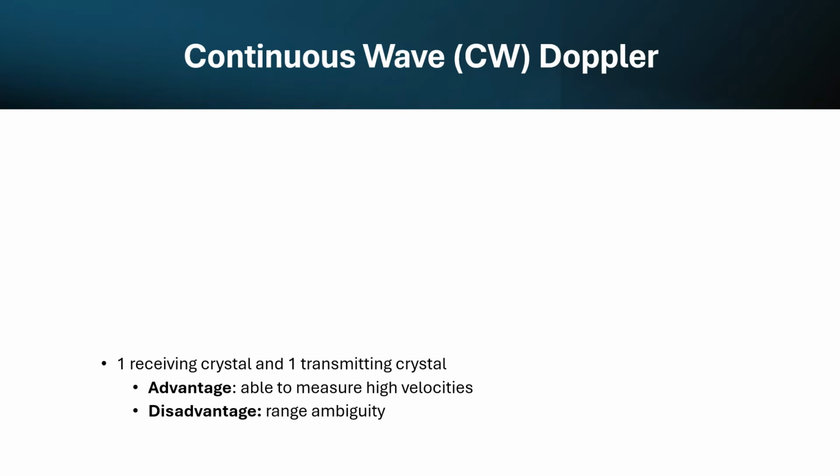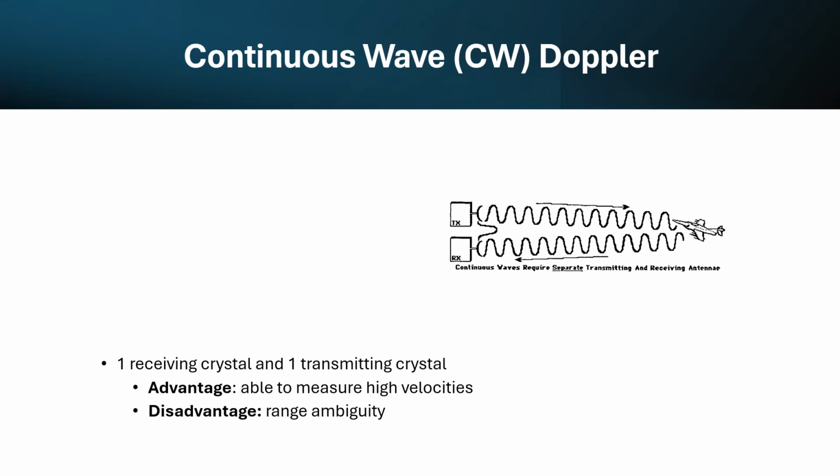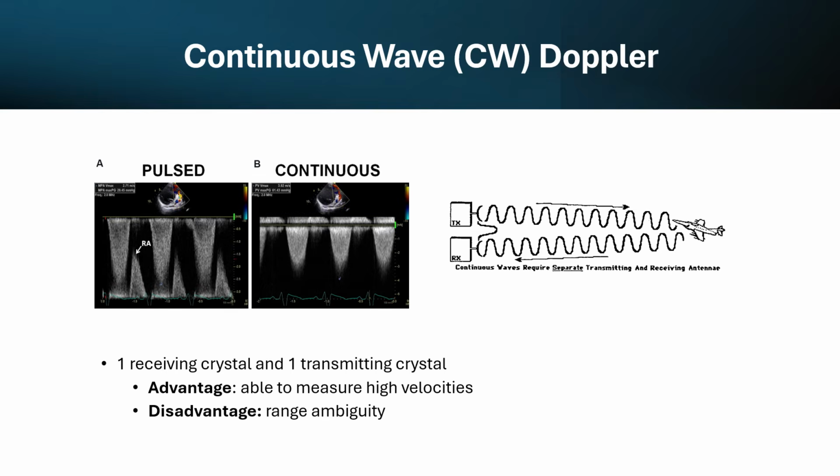Let's follow this discussion by talking about continuous wave Doppler, or CW Doppler. In this particular modality, you have two crystals. One is constantly sending, and the other one is constantly listening or receiving signals. The advantage of this modality is its ability to measure high velocities. The disadvantage is range ambiguity, which means that you can't be 100% sure where this velocity is coming from along the path.